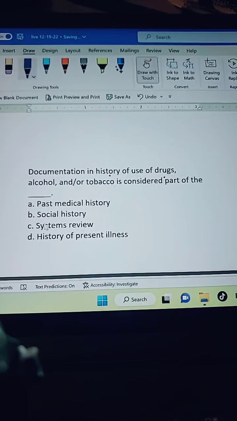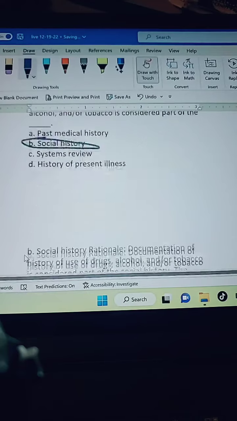Where do we put this? It is under social history. B. Good job.